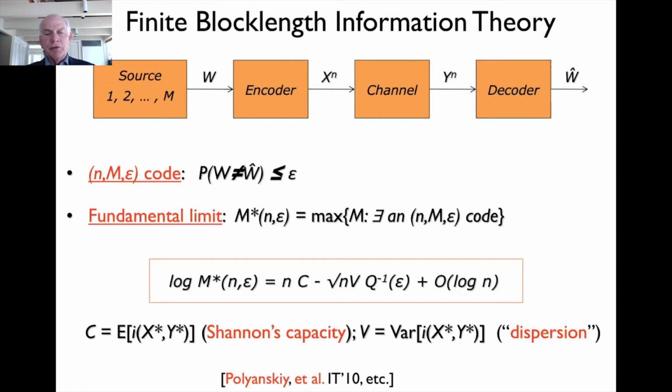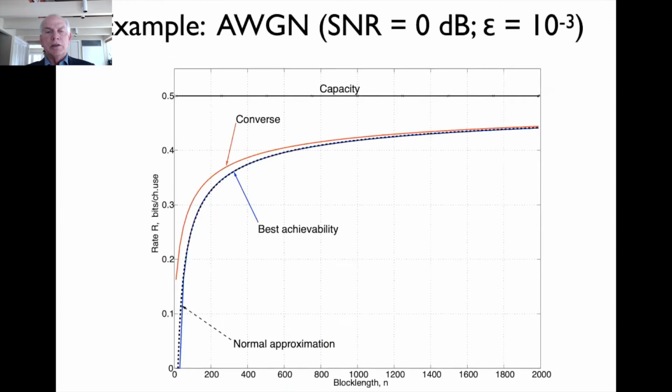But it turns out that we can use that as an approximation and get quite a good approximation to capacity for finite block length. And here's an example. This is the additive white Gaussian noise channel. The signal-to-noise ratio is 0 dB. Epsilon is 10 to the minus third. And for those parameters in additive white Gaussian noise, the Shannon capacity is 1/2.